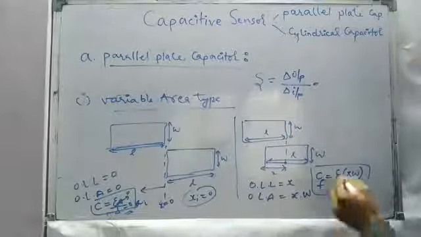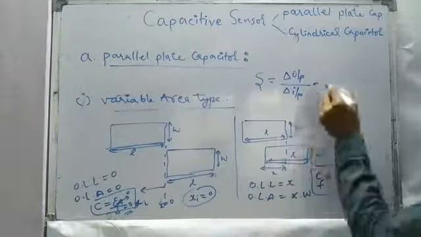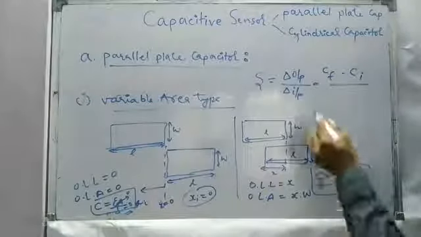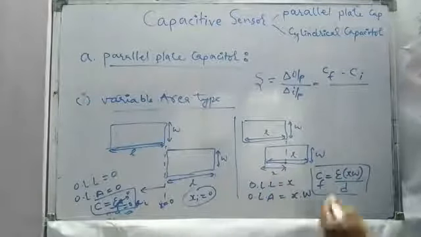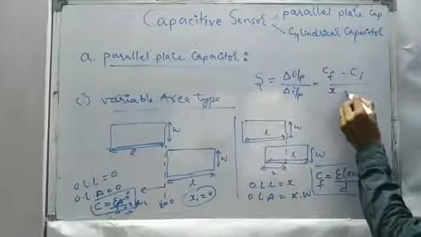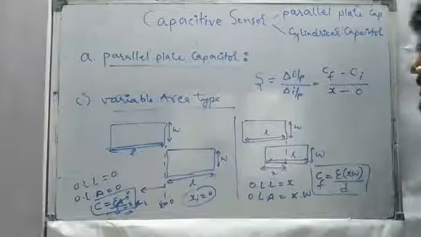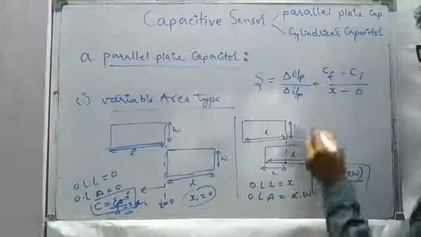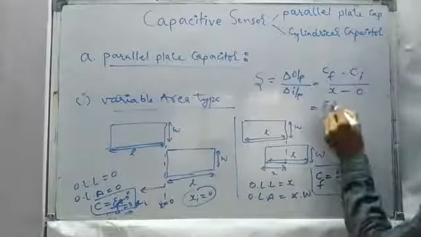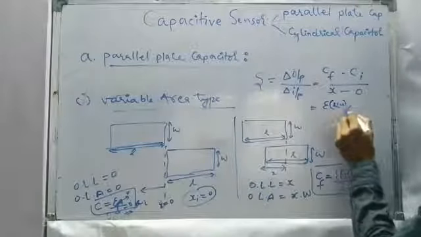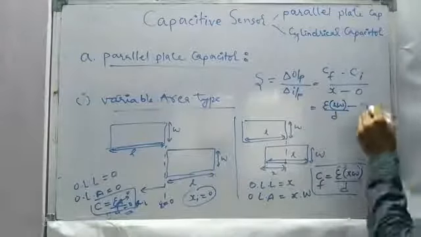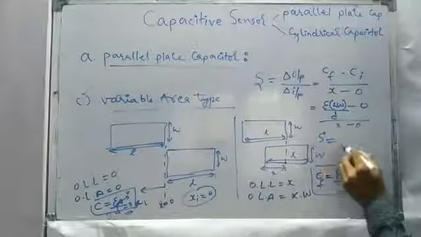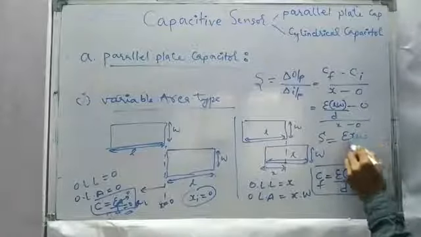So the change in output, the output we are measuring as capacitance value, so final capacitance minus initial capacitance, divided by the input we are measuring as displacement. So the final displacement is x, and the initial value of displacement was 0 because the plate was at a reference point. So the final value of capacitance is epsilon x w by d, minus 0 initial capacitance, divided by x minus 0.